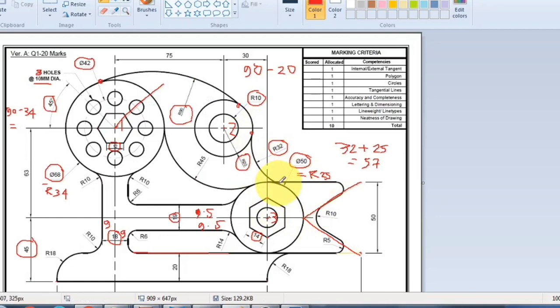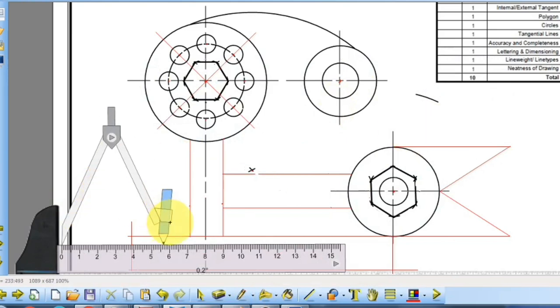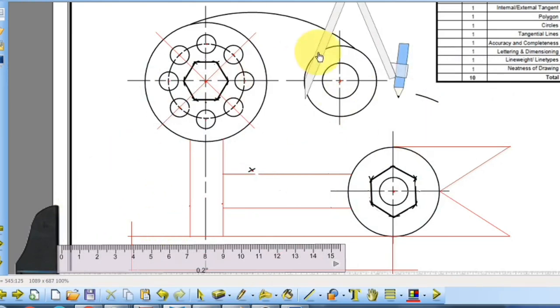So it's touching here, so this and this. Now this one is 32 plus 20. So 32 plus 20 is equal to 52. Internal tangent, so 52. So open your compass to 52. 52 is here, so we're going to draw a small little arc here.